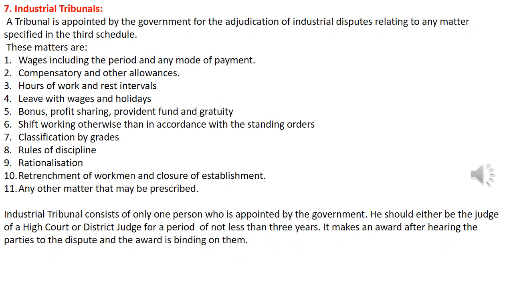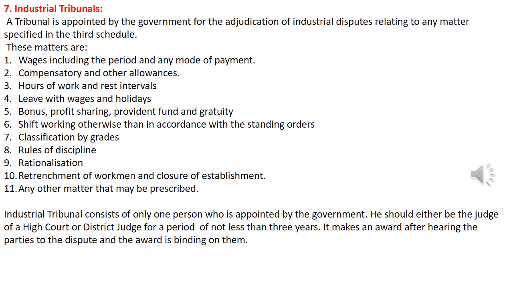The next important adjudicating authority is the Industrial Tribunal. The Industrial Tribunal is appointed by the government for the adjudicating of industrial disputes relating to the matters specified in the third schedule according to the IDA Act 1947. So the second schedule industrial disputes are related to the labor courts, and the Industrial Tribunal will adjudicate the disputes specified in the third schedule of the IDA Act. So what are the matters?